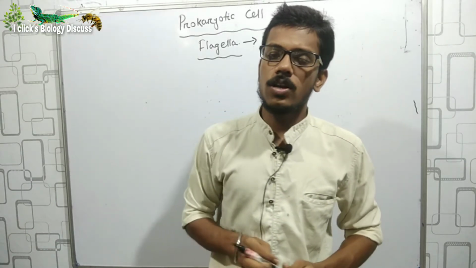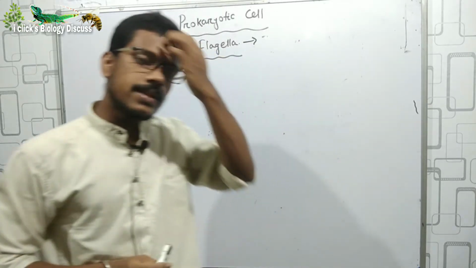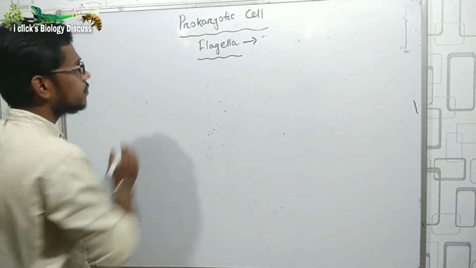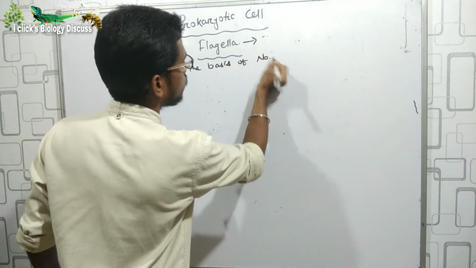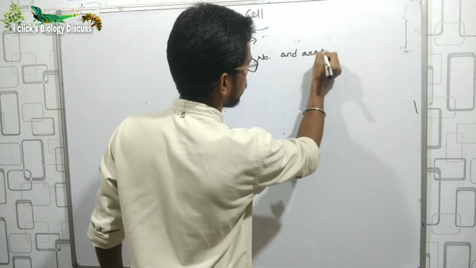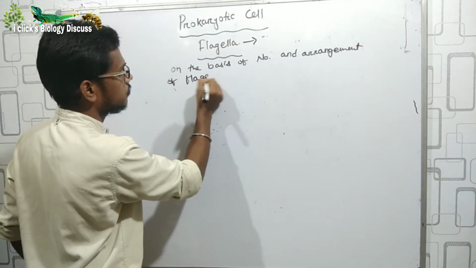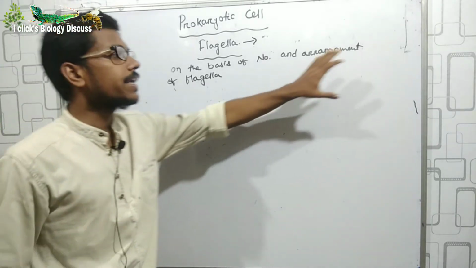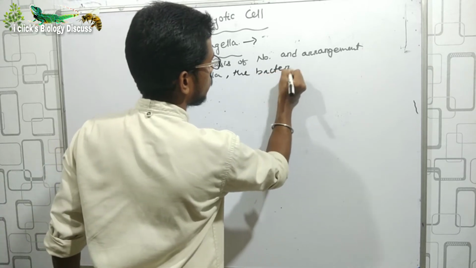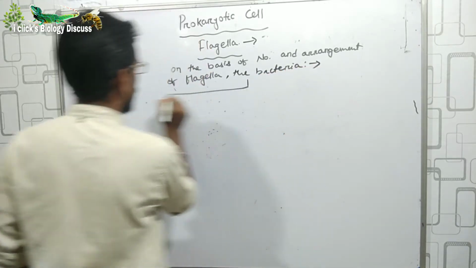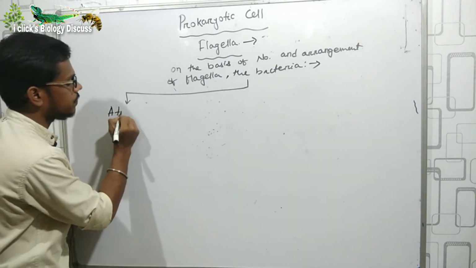On the basis of the number of flagella as well as its arrangement, the bacteria are of several types. On the basis of the number and arrangement of the flagella, the bacteria are of several types. One of the types is atrichous bacteria.